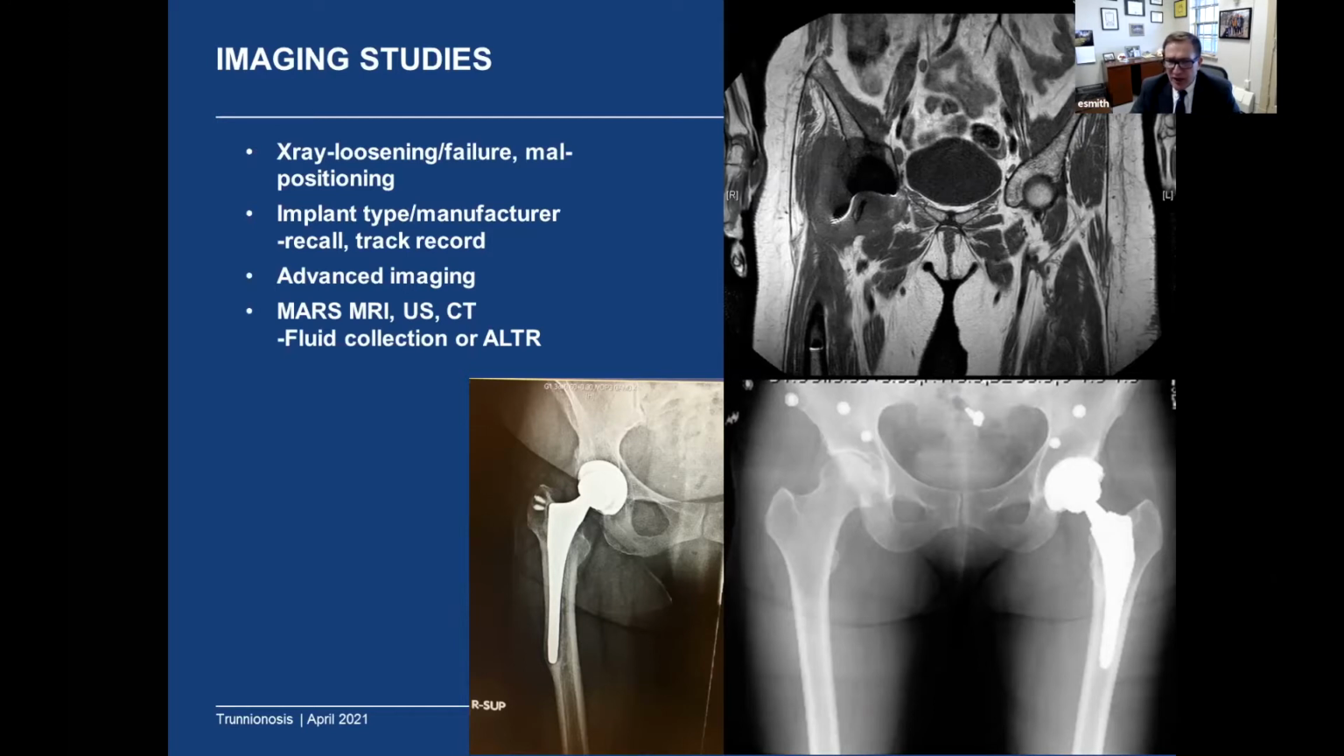Advanced imaging is also done. MARS MRI is really the workhorse, metal artifact reduction sequence, with different levels of sophistication to determine the amount of fluid that you see on this, and to describe the so-called pseudotumor, which is really an ALTR in a more radiographic form.